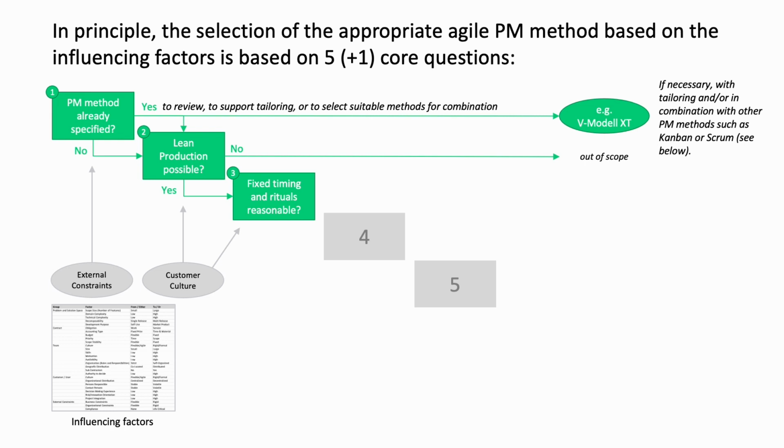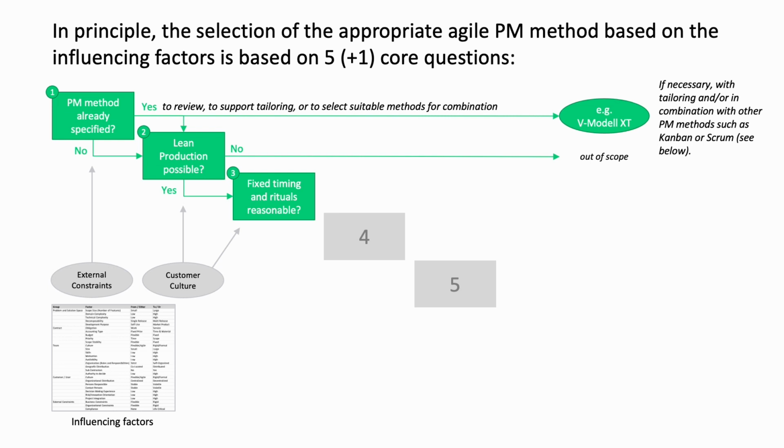In the other case, that is, if lean production is possible in principle, the third question is whether a more strictly organized and clocked agile production makes sense. Here too the core question is whether the organization is ready for this. Introducing lean production principles is relatively lightweight, but organized and clocked agile production demands significantly more commitment from the organization.